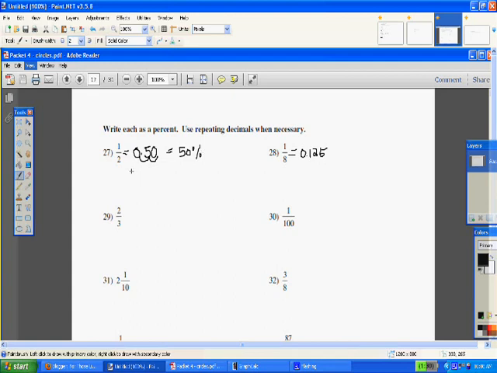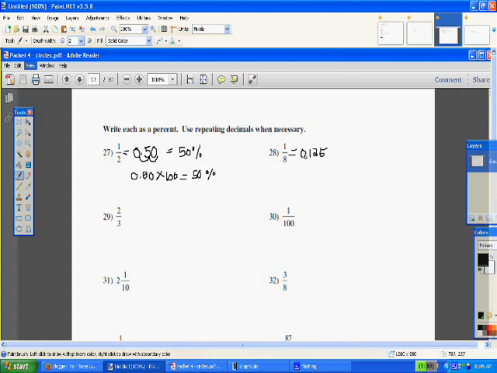Another way I could do this, which does the same thing, is I can take 0.50 or 0.5, multiply it by 100, and that gives me 50% as well. Okay, we'll do one more example.